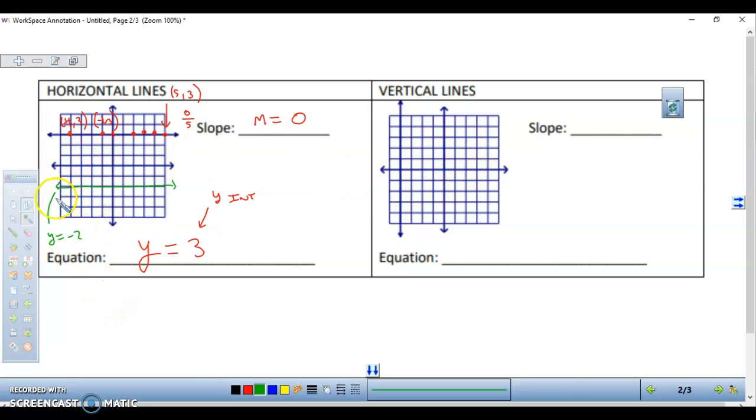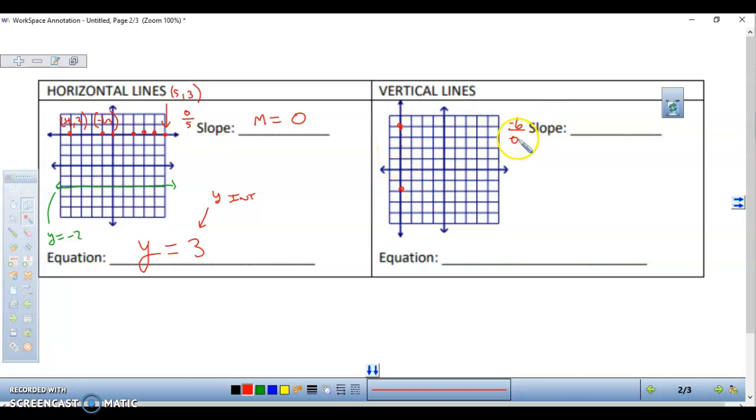All right, and let's talk about a vertical line. So again, let's do slope first. I just want to know, how do I go from this point on the line to maybe this point on the line? Well, first I go down 1, 2, 3, 4, 5, 6, and I go over 0. The rise over run is 6. I go down 6 and over 0.